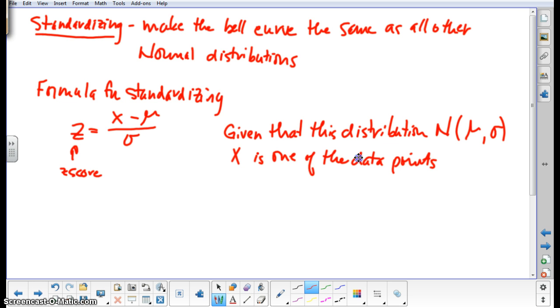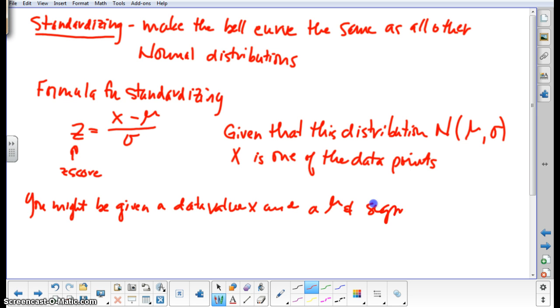Okay, so you might be given a data value and a mu and sigma and asked to find the z-value. Or you might be given the z and the mean and the x value and be asked to find sigma. So you can rearrange this. You can be given any three of the four and be asked to find the fourth.